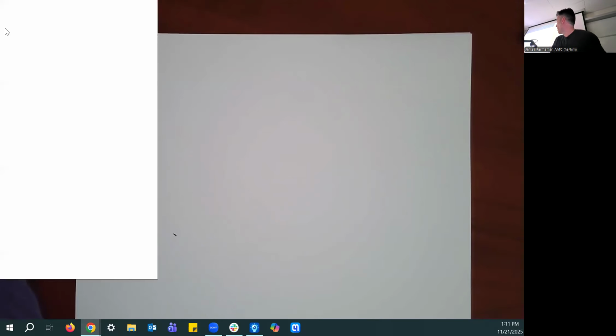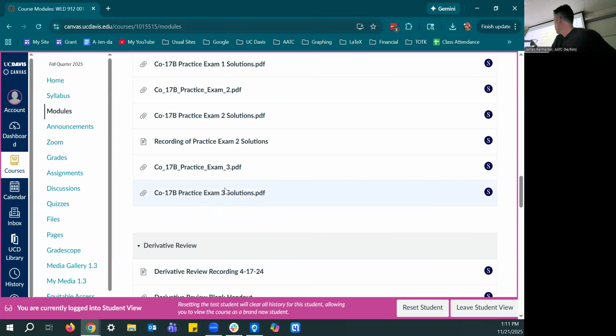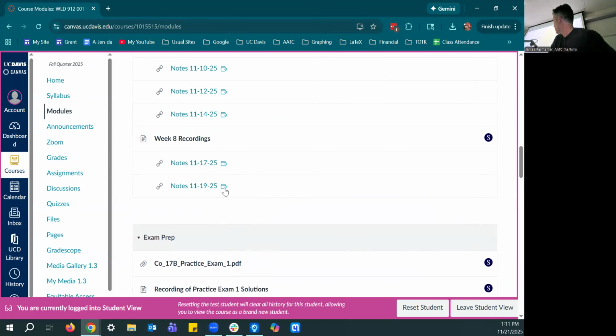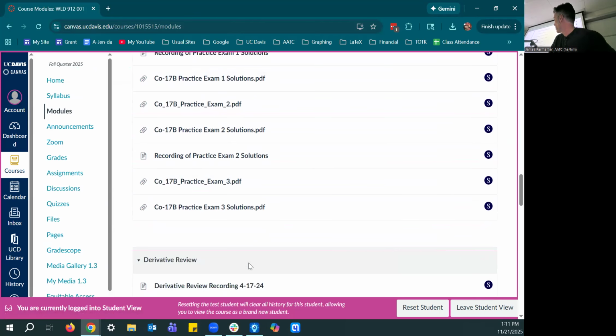I did want to point out that in Canvas, there is a practice exam 3 posted, and I just published the solutions for it. You can find that in the modules down closer to the bottom, right there. So if you're looking for more practice, there's more practice.